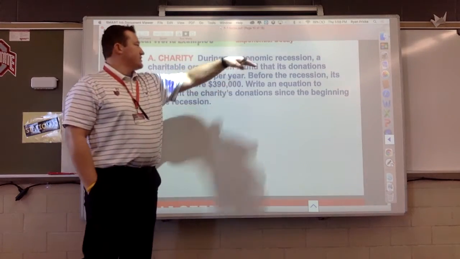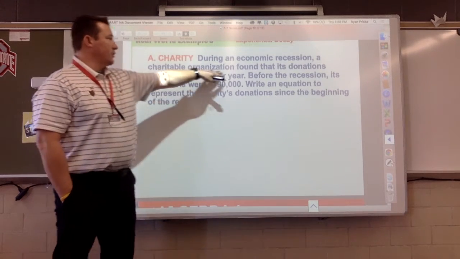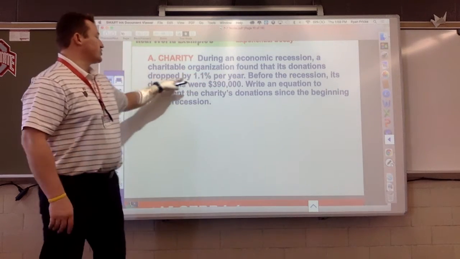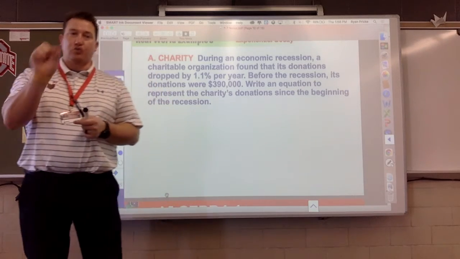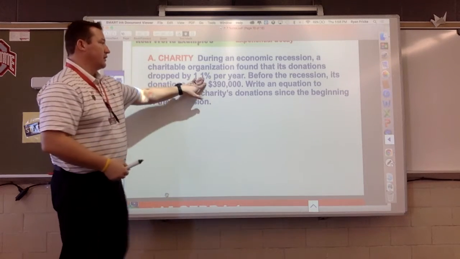During an economic recession, a charitable organization found that its donations dropped by 1.1%. There's the key phrase in that, dropped by 1.1%.